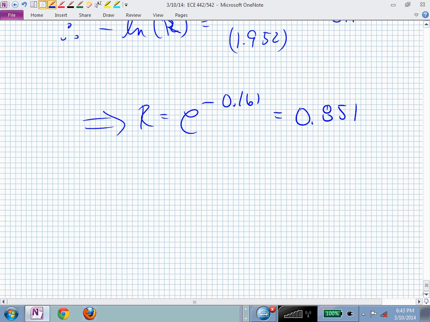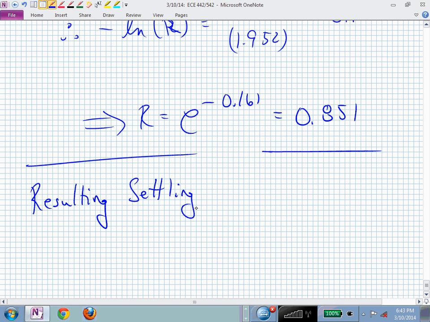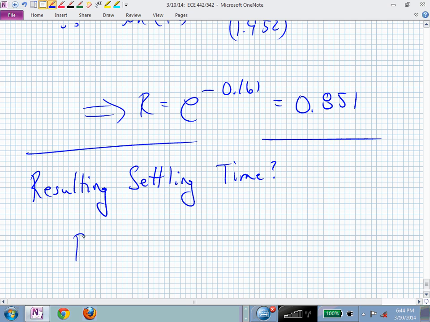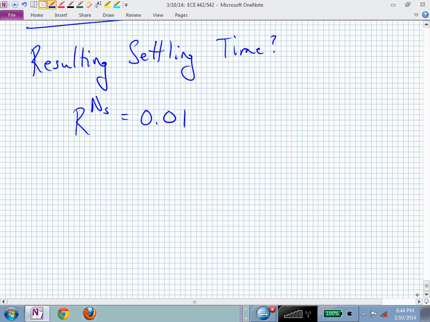What does that do for our settling time? We've now collapsed our bullseye. Our settling time better be less than what it was. At 0.912, we had a settling time of half of a second. We can now plug that into our formula. We know that r to the n sub s equals 0.01. We now know what r is. 0.01 is given. That's the 1%. We can solve for n sub s.